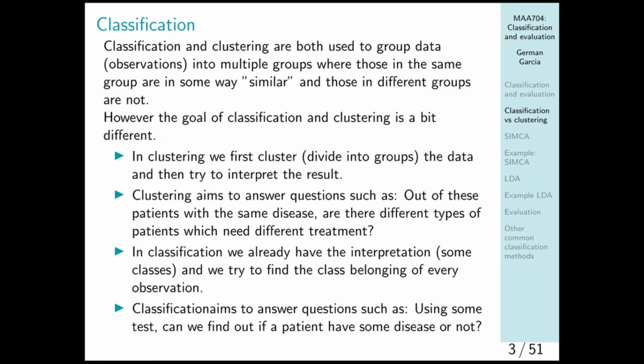So basically, clustering wants to answer questions like: are the patients with the same disease? Are there different types of patients that need different treatment? While classification aims to answer questions such as, using some test, can we find out if a patient has or not the disease we are talking about?